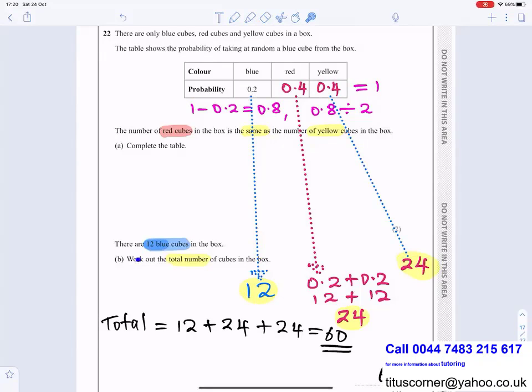And you want to work out the total number of cubes. Total means you add all of them. So 12 add 24, add 24. That gives you 60. Total number of cubes in the box is 60.